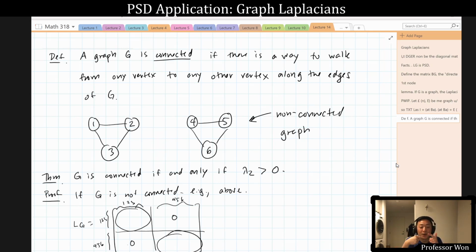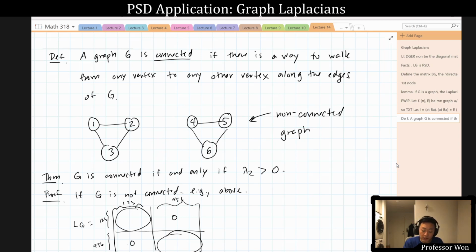If you do row operations on a matrix, then it doesn't change the determinant except up to a sign, which means that the characteristic polynomial only changes up to a sign. So if you have a not connected graph, you can do this by just rearranging, and it's not going to change the eigenvalues of the Laplacian.